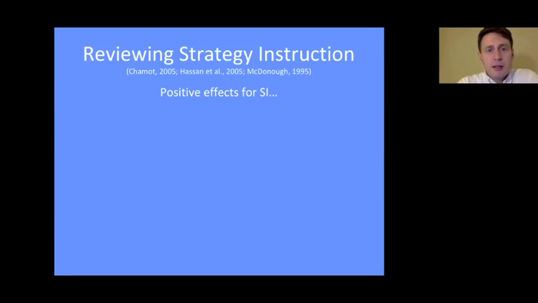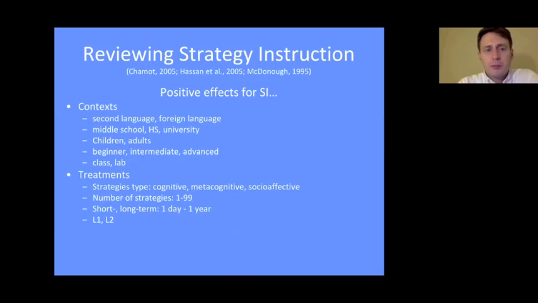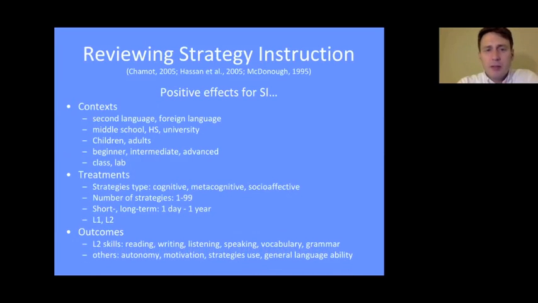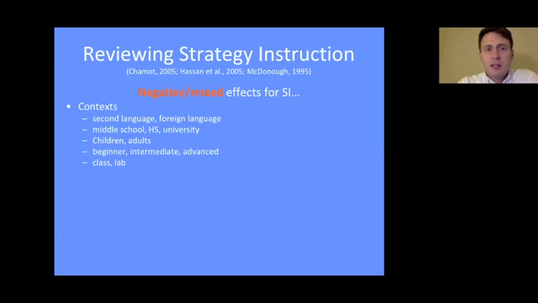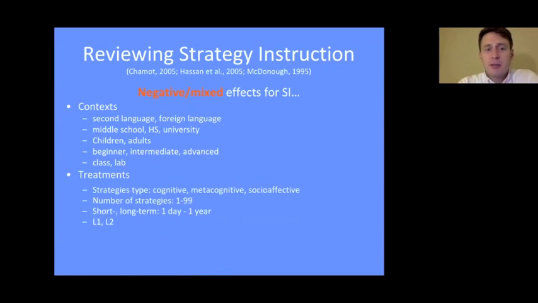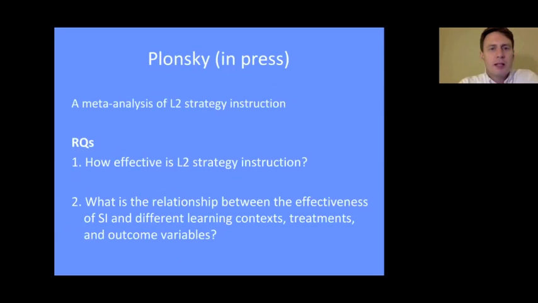But despite those weaknesses, we have seen lots of positive effects across different contexts of learners, different types of treatments, and different outcomes as well. I'm not going to go through all this in detail. But then again, we've also seen negative and mixed effects for strategy instruction across the same contexts, the same types of treatments, the same outcomes. So what do we do with this? How do we make sense of this? How do we say, Luke, okay, you're promoting strategy instruction, but the results seem to be really mixed?